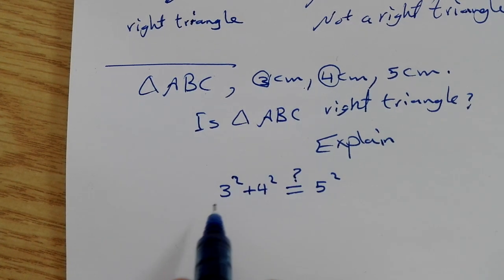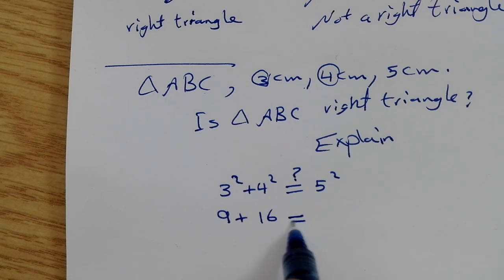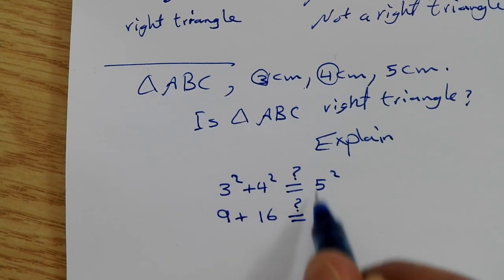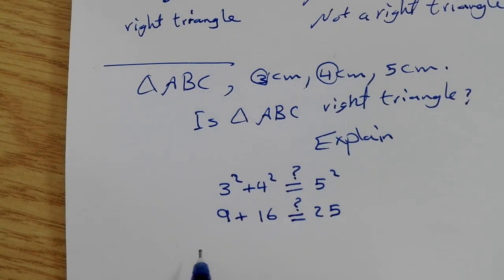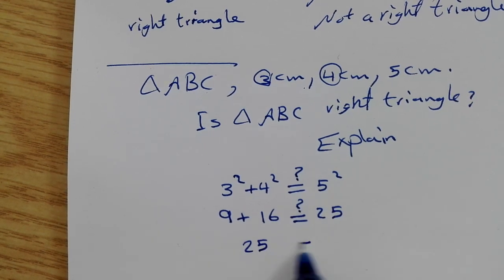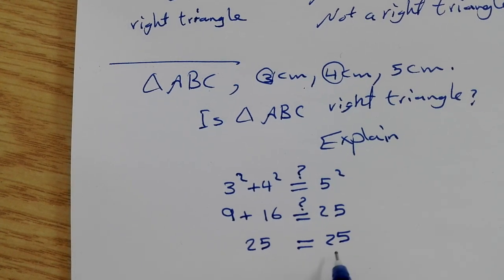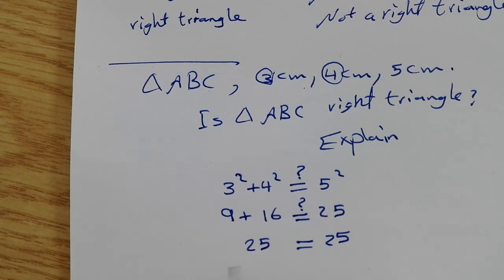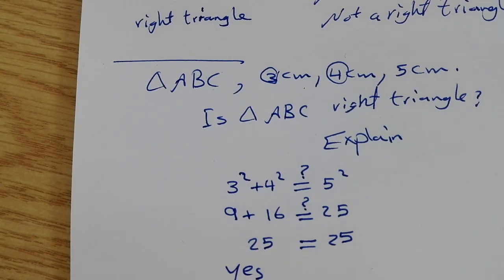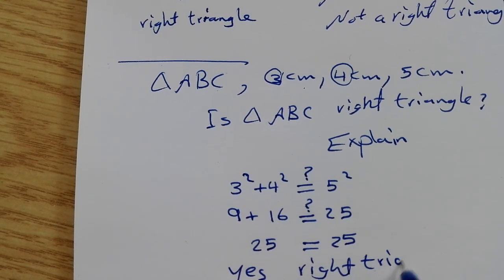Now 3 squared, of course, is 9. 4 squared is 16. Is this equal to 5 squared? It's 25. Of course, 9 plus 16 is 25. 25 is exactly equal to the right hand side. So both sides are equal. Then this triangle, yes, it's a right triangle.